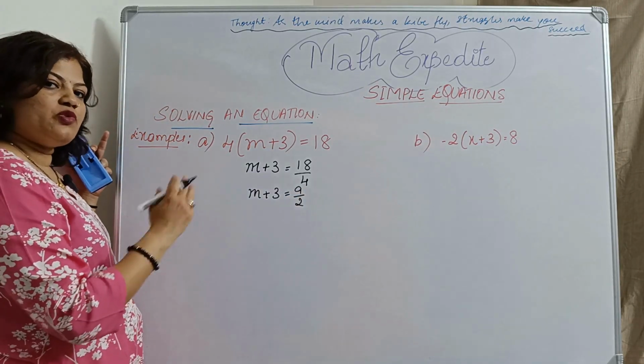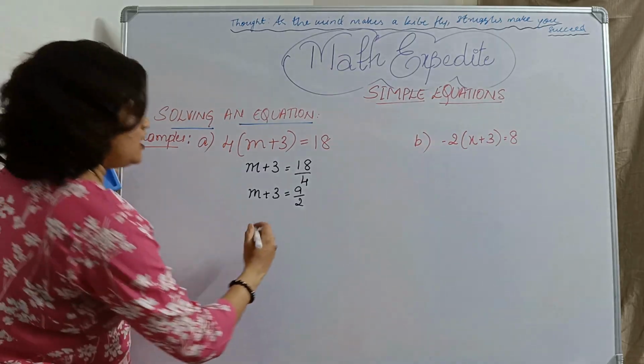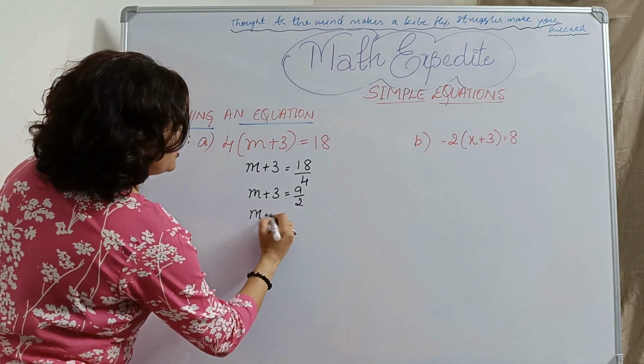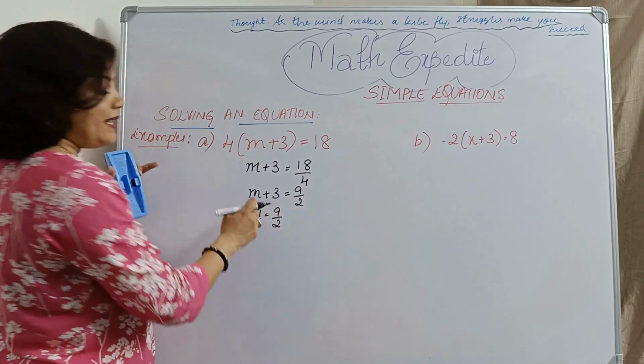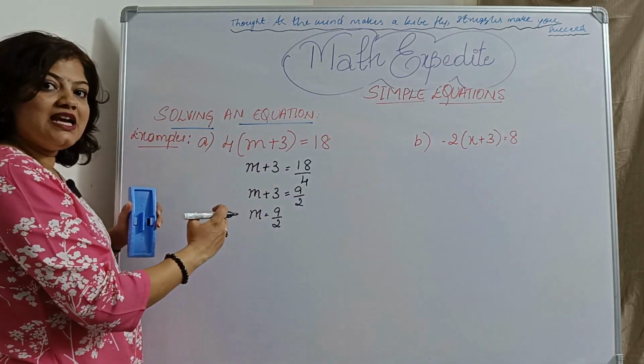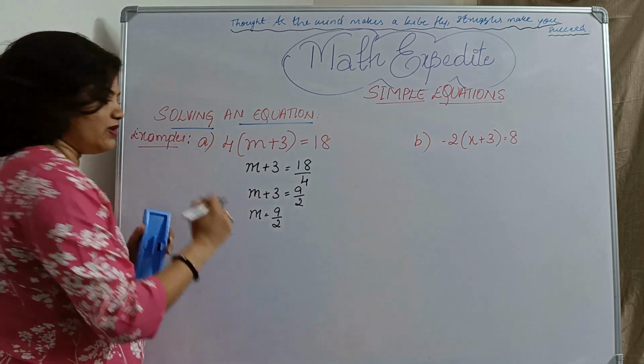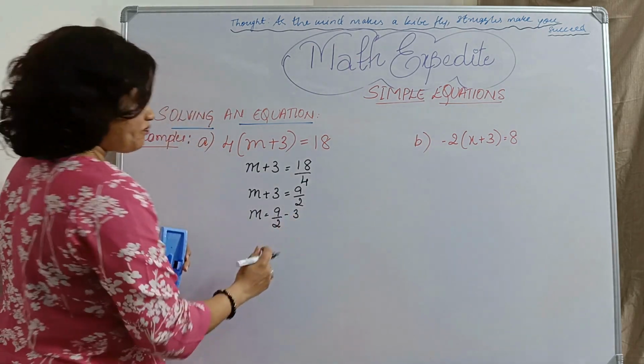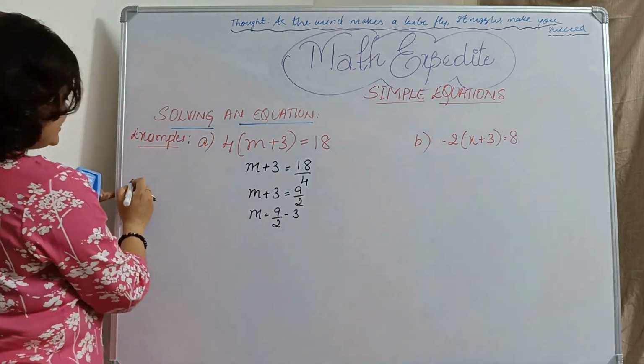Here, we'll use the transposing method to solve further. What am I doing? m is equal to 9 by 2. I am transposing 3 to the right hand side. What happens? I have to change the sign as well. So I will write minus 3. How do I solve this? I have to use the LCM method.